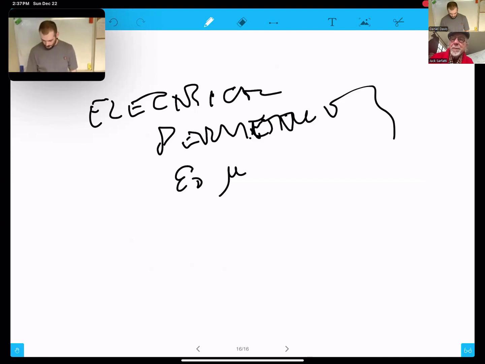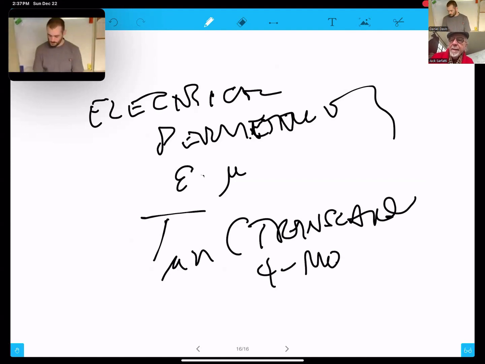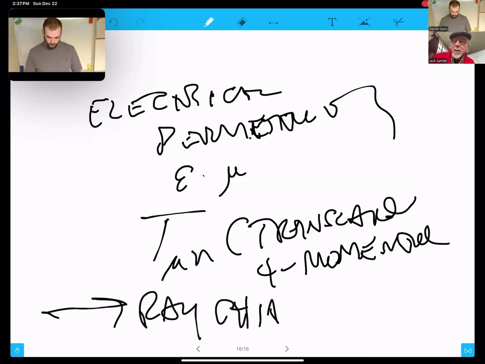That comes from Einstein's T mu nu, what's called the translation group, what's called four momentum. But Ray Chow is a separate thing. Ray Chow is new. Chow is quantum. This is classical.